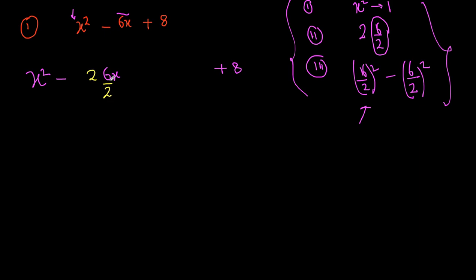Now you have to look at this. What is this? 6 over 2, which is 3. So I have to add the square of 3, so 3 square, and I also have to subtract the square of 3. This is my third step. So this is the second step, and this is your third step. And let's see what we can write here. x square minus 2 dot 3 dot x, where the dot means multiplication, plus 9 minus 9 plus 8.